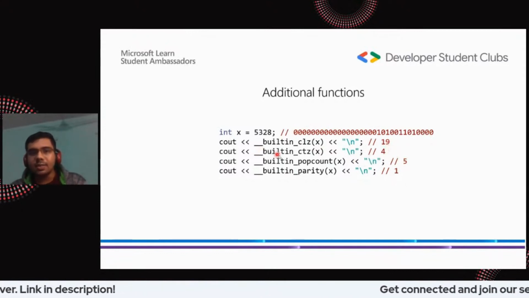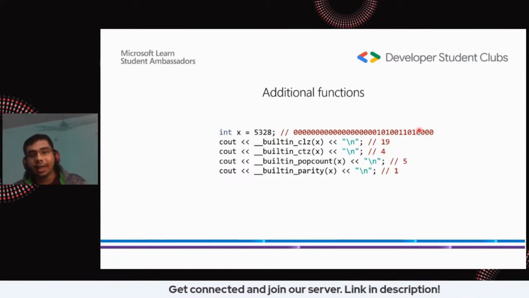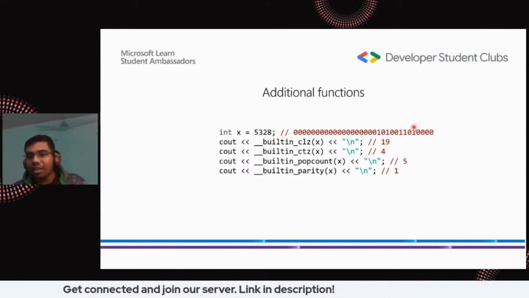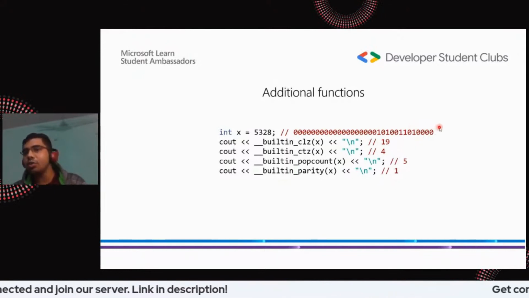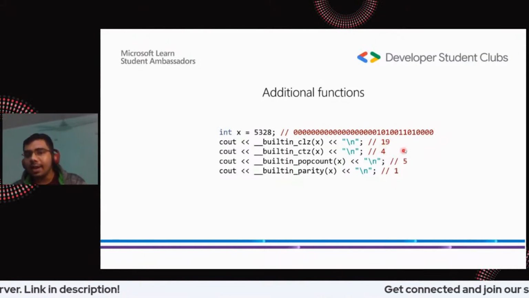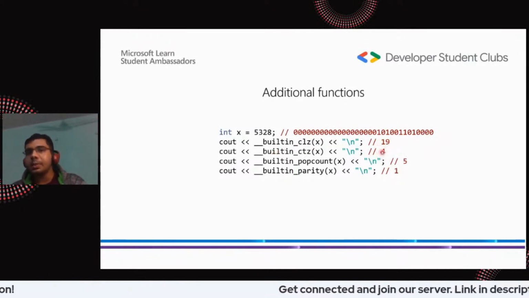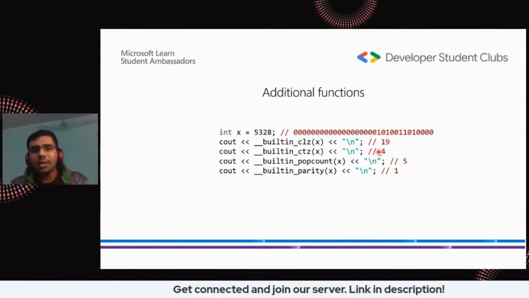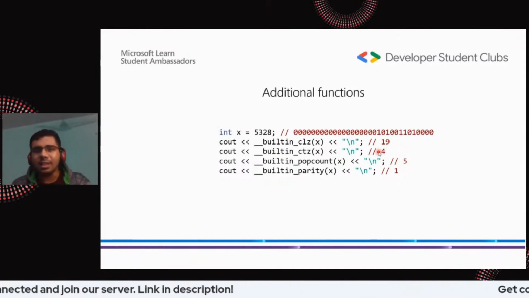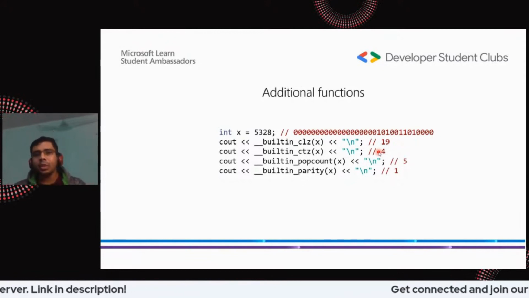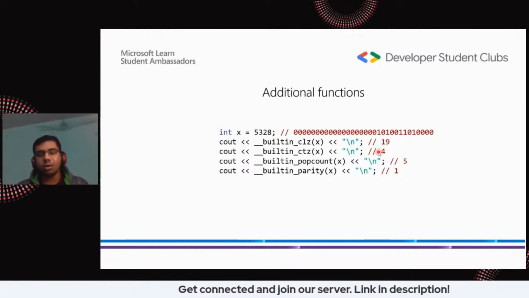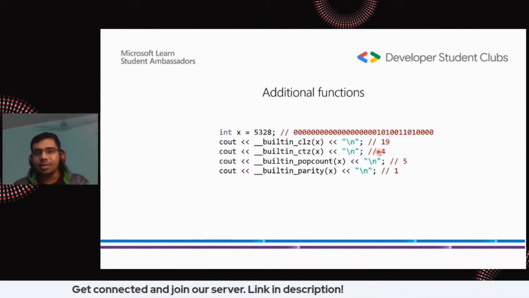All right. Next one is built-in CTZ. CTZ gives the count at the end of the number. After the last one, how many zeros there are at the end is returned by built-in CTZ. It actually gives a result of 4. If you have a C++ compiler open on your computer, just try this out while I am speaking. That should help you understand and remember it after just a single try, and your brain will remember these things.